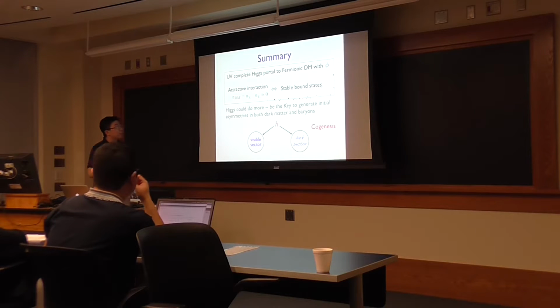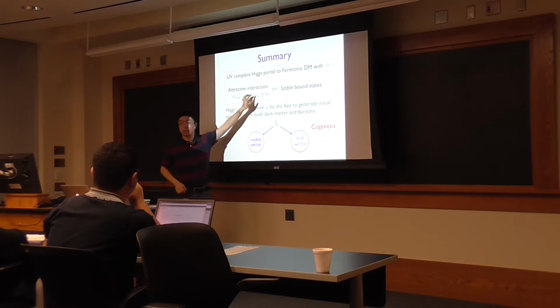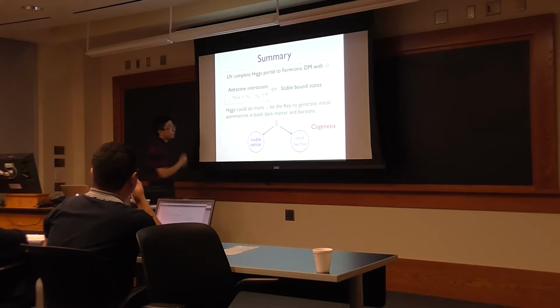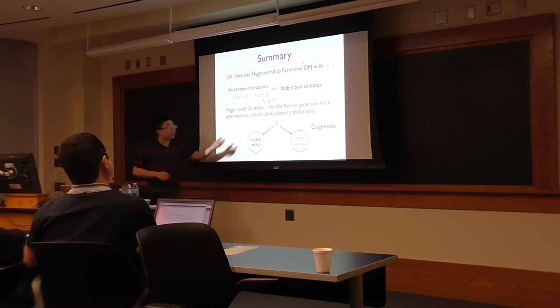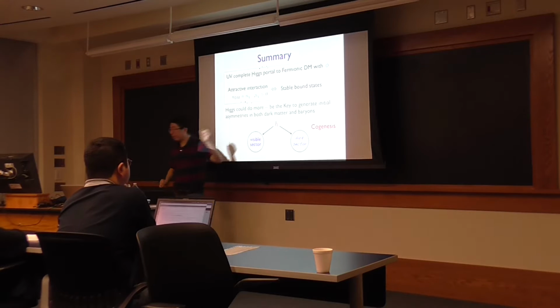And next, I'm going to be more ambitious. I'm going to answer the question, where is this asymmetry coming from? And again, I'm going to use the Higgs boson to do the job. I'm going to discuss a possibility that the Higgs boson is the key to generate these initial asymmetries, and not only in dark matter, I'm also going to connect to the baryons.